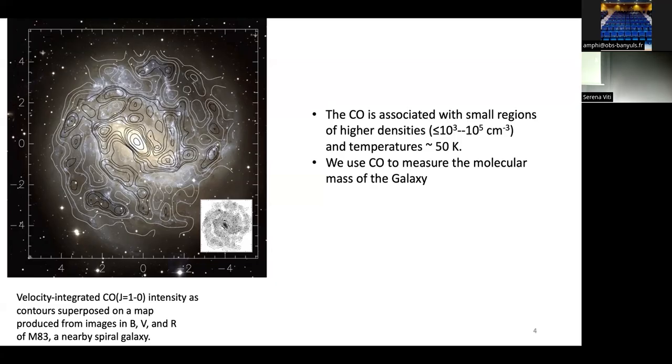So as you can see from here, CO is very extended, okay? Even if you don't know anything about molecular emission, all these blobs here show that CO is everywhere.